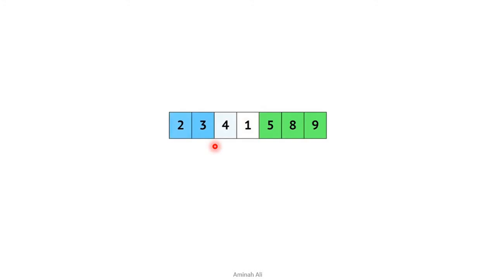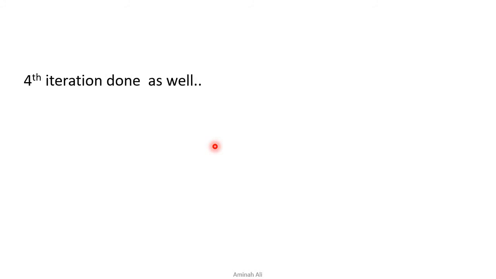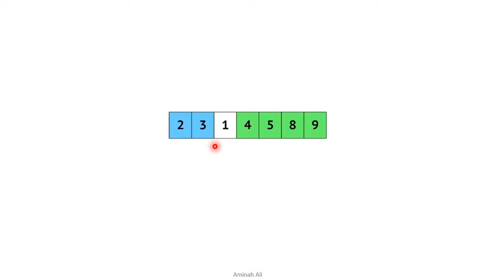Now the fourth iteration. 2 and 3 in place. 3 and 4 in place. 4 and 1 they are not in place. That is why we do the swapping. And again our iteration is done. So the fourth iteration is done as well. So we will do the fifth iteration. 2 and 3 in place. 3 and 1 not in place. Again the swapping. And you see 3 is part of the sorted array as well. The fifth iteration is done.